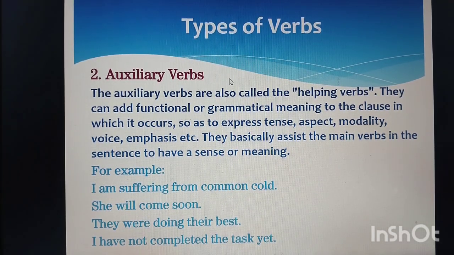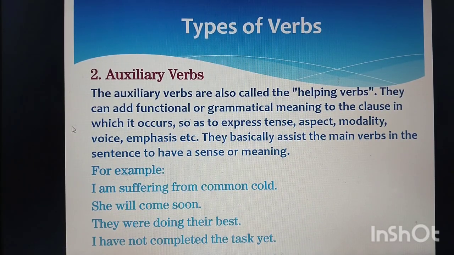You can see some examples here. For example, I'm suffering from a common cold. Here am is the auxiliary verb and suffering is the main verb. Am is also helping the main verb to give the meaning. She will come soon. Come is the main verb and will is the auxiliary verb. Here will helps the main verb come to give the meaning. They were doing their best. I have not completed the task yet.